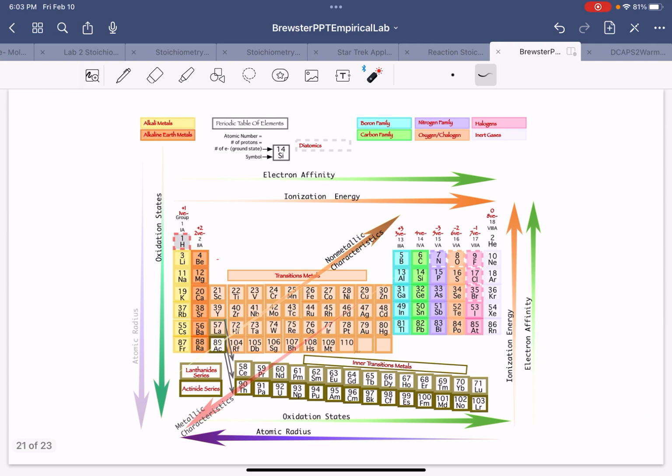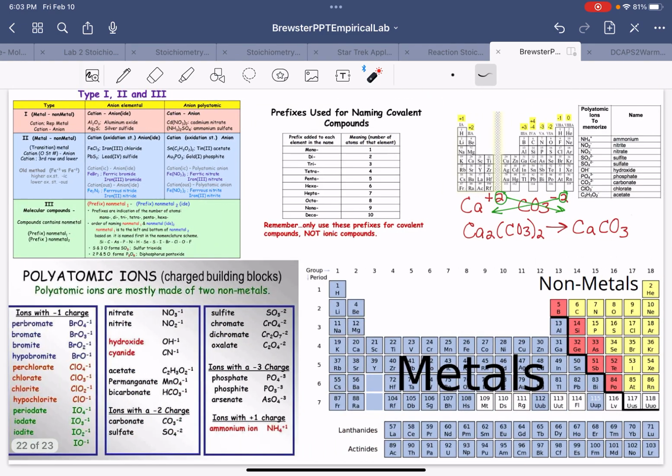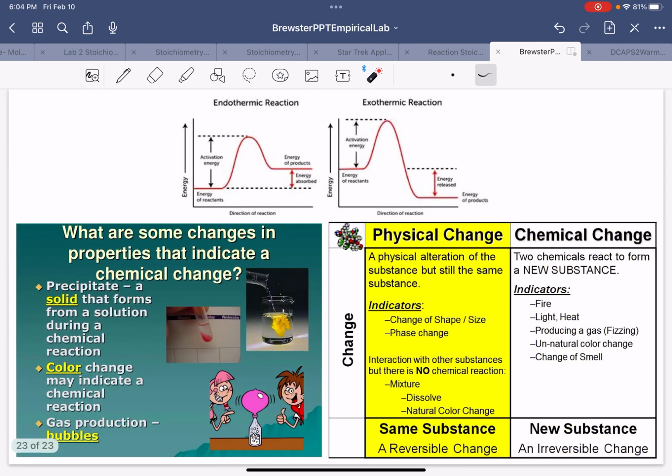Every day we get better. And just some more notes over some old stuff. Your crisscross, your metals, your polyatomics. Properties, physical and chemical changes.